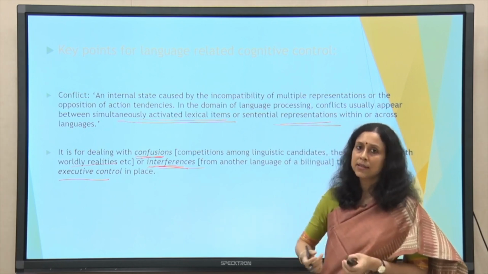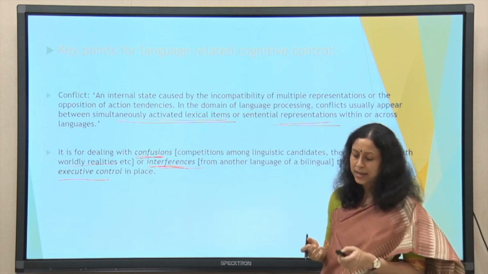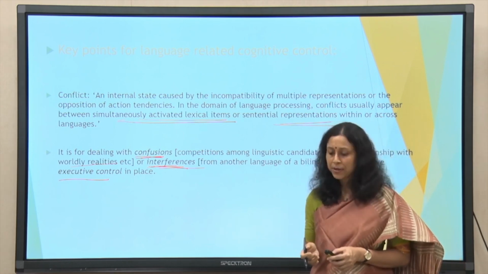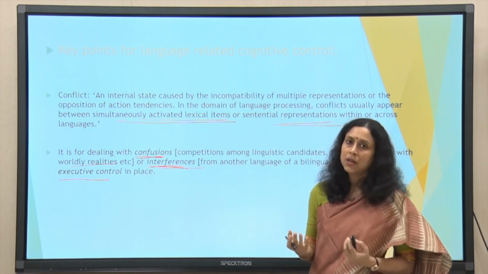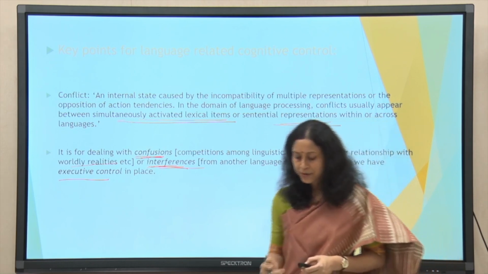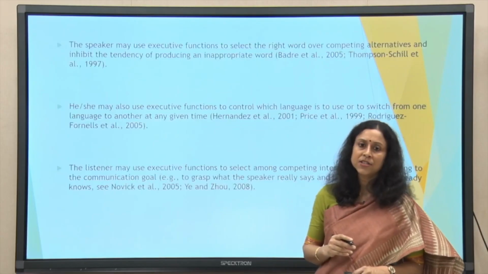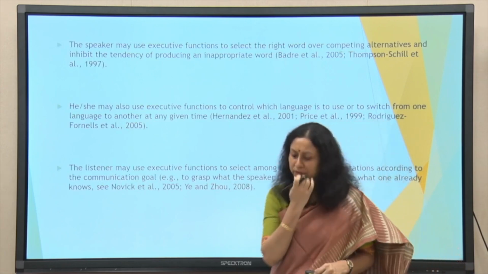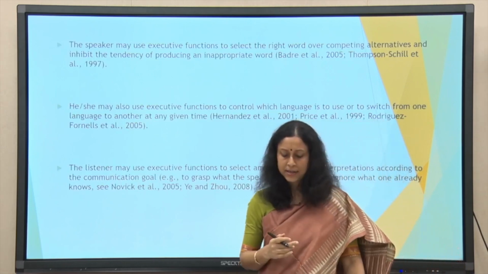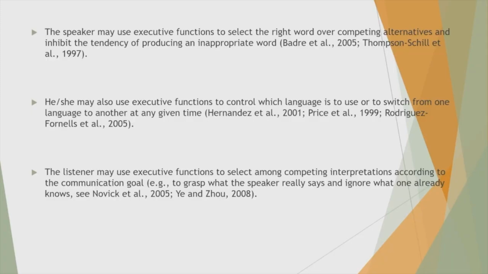So, these are simple things, but then there are many other complex scenarios as well with respect to language use, whether you are comprehending or producing language. So, these are the domains that we will look at in detail in the coming sections and with respect to various kinds of mechanisms. Similarly, the speaker may use executive function also to select the right word from competing alternatives. So, these are some of the references that we have in many of these domains.